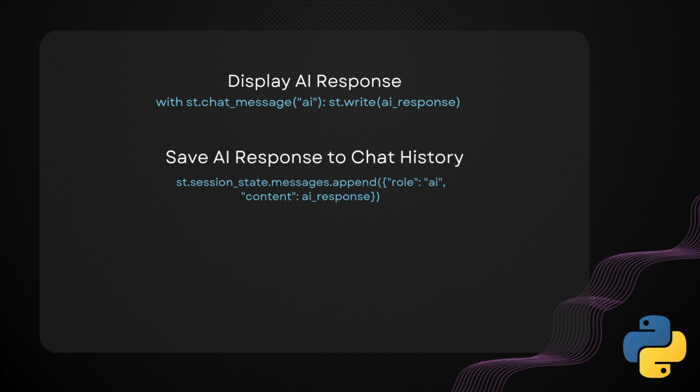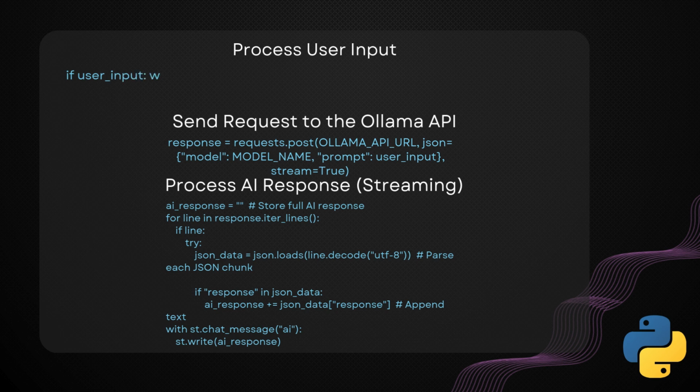Process AI response, streaming. Initializes an empty string to store the AI's response. Reads the response line by line in streaming mode. Each line contains a JSON object from the API. If the line is not empty, it decodes it from UTF-8 format. Parses it as JSON. If the JSON data contains a response field, the response text is added to the AI response. If there's an error parsing JSON, it displays an error message. Displays the AI's response in a chat bubble labeled AI. Stores the AI's response in session_state.messages for future reference.